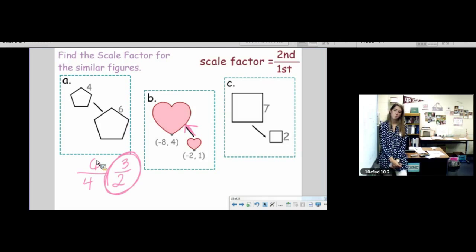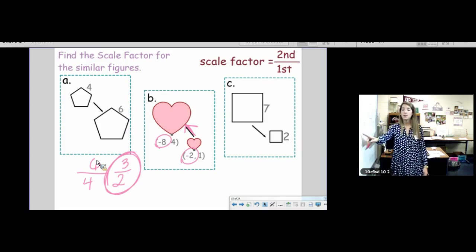Negative 8 over negative 2. Sure. So he chose the x value. He could have chosen the y value. It doesn't matter which one you choose. But he put the second over the first because the arrow's going that way. You got to be careful. It was kind of tricky.